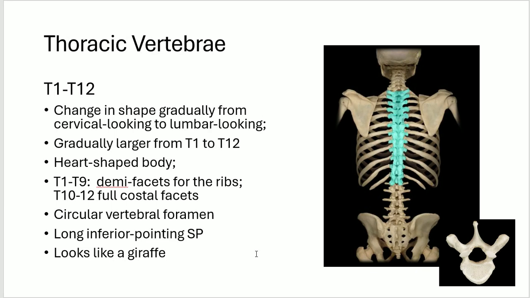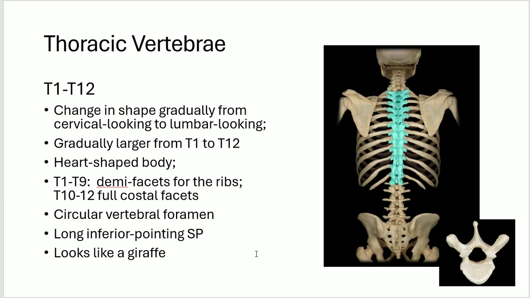Okay. So moving on to thoracic vertebrae. So this is T1 through T12. T1 looks more cervical. T12 looks more lumbar. T2 through T11 look very thoracic. So basically, as we go from T1 through T12, we're gradually changing shape, right? Closer to the cervical vertebra, it's going to look more like cervical vertebra. Closer to the lumbar, it's going to look more like lumbar, right? So they gradually grow in size.